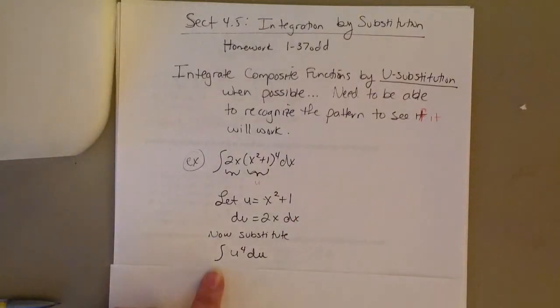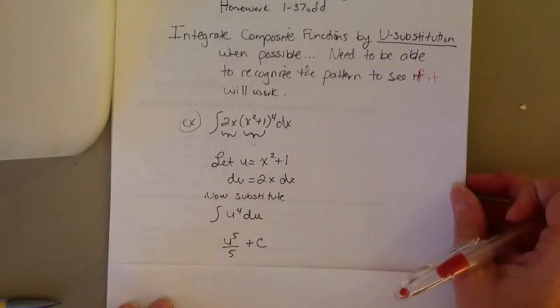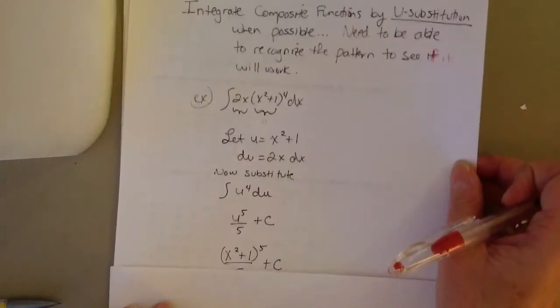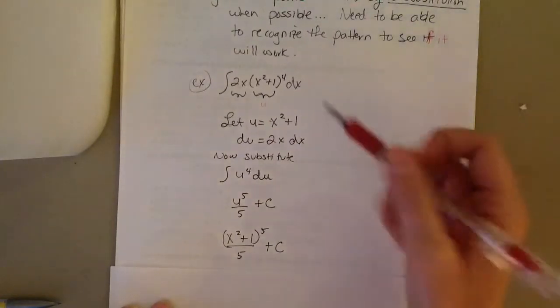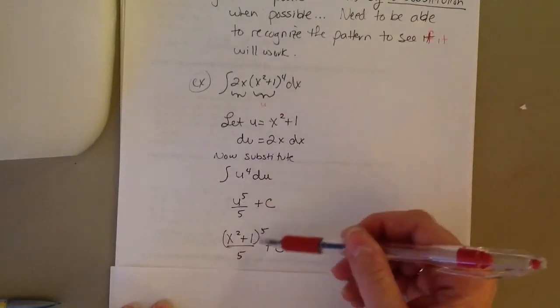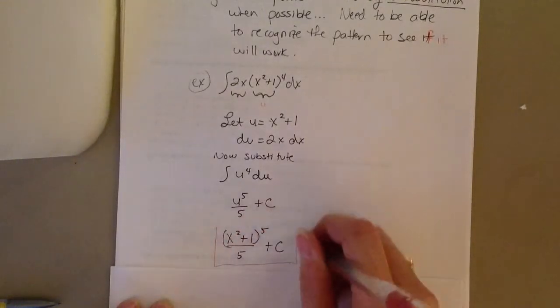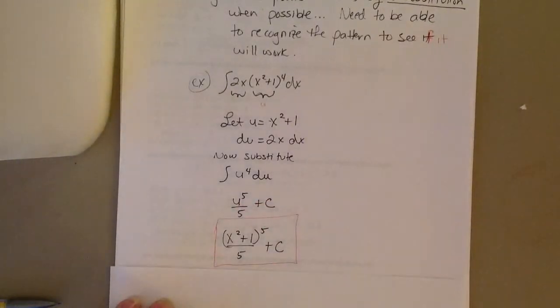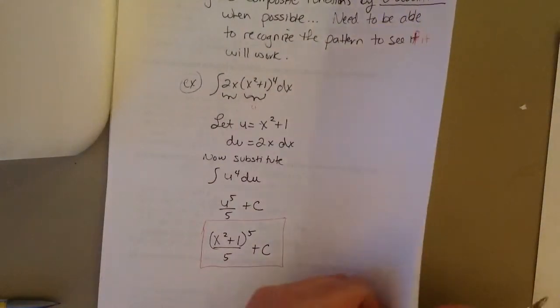So now I can take the antiderivative of this. That's u to the 5th over 5 plus c. And now at the end, I go back and I substitute what u was. It was x squared plus 1 to the 5th power divided by 5 plus c. I was able to integrate. How did I do that? By U substitution. Let's do a couple more.